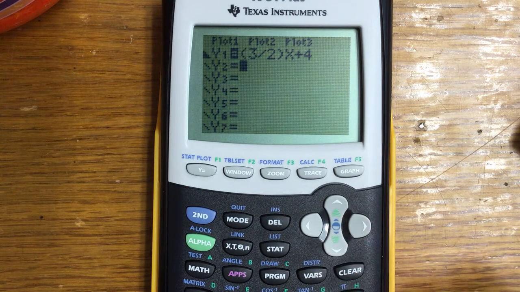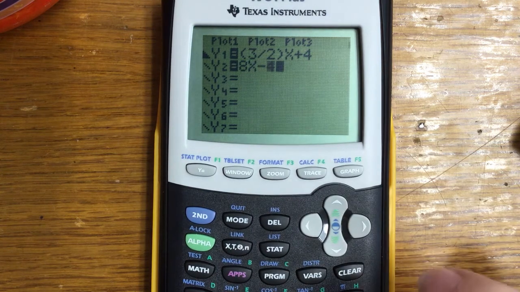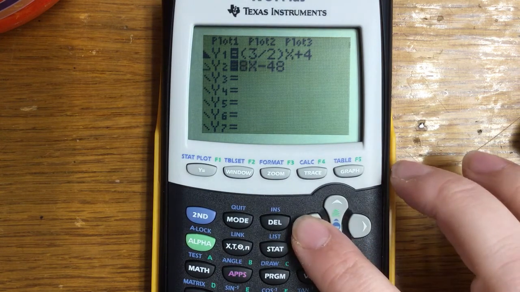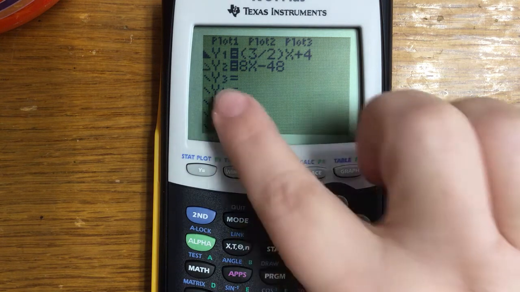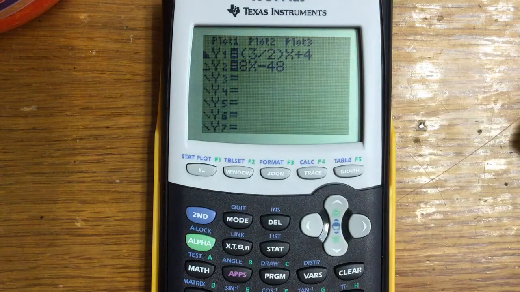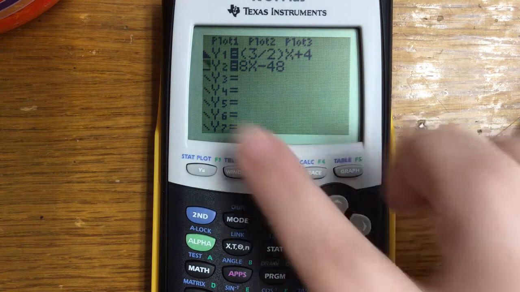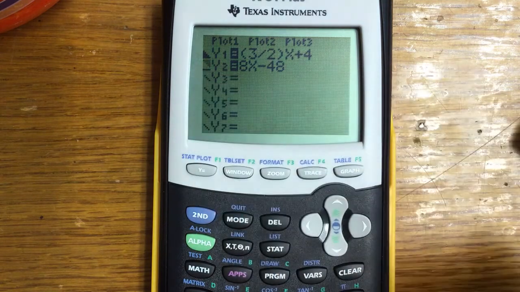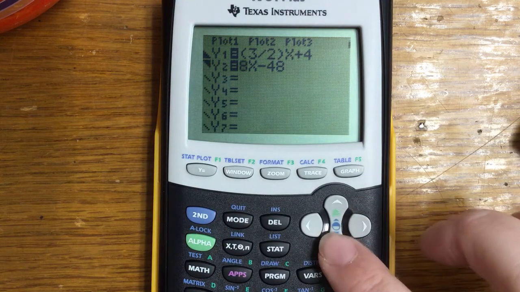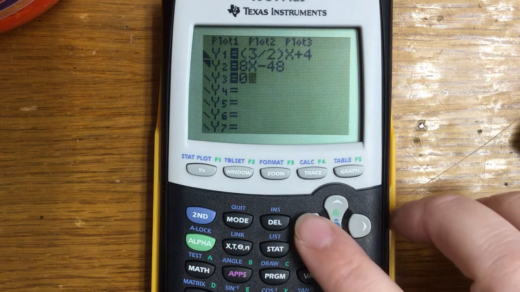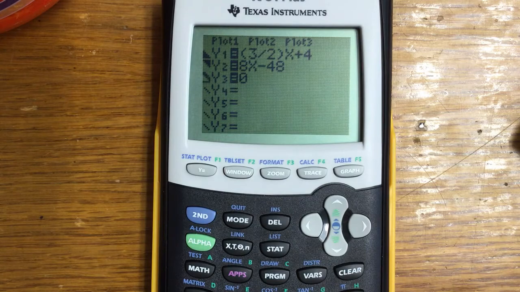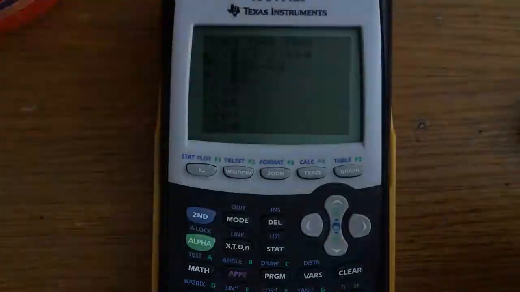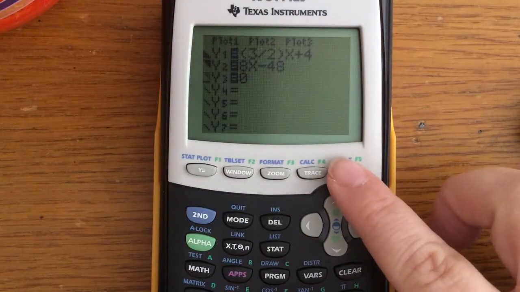All right, my second inequality. We've got 8x minus 48. But I want to shade where y is greater than. So I arrow clear over to the left again. You can see my flashing cursor here. And I want to hit enter until I get it to show greater than right here. And then I'm just going to arrow back. I also had y is greater than or equal to 0. I can arrow over the left again, hit enter until it's shading above. Now I'm going to graph.